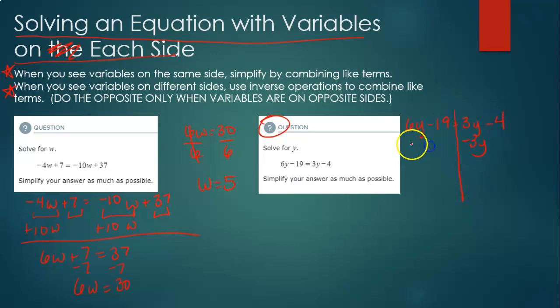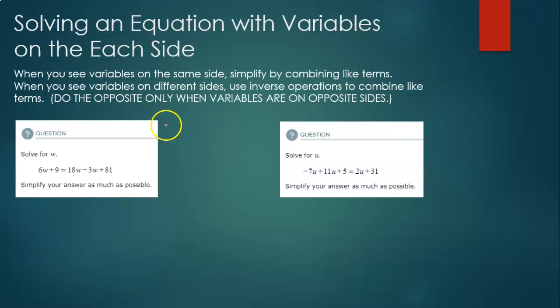You should subtract 3y from each side. So we get 3y minus 19 equals negative 4, because there's a negative in front of the 4. We add 19 to each side, so 3y equals 5. I'm sorry, 3y equals 15. Divide both sides by 3, and so y should have been 5.